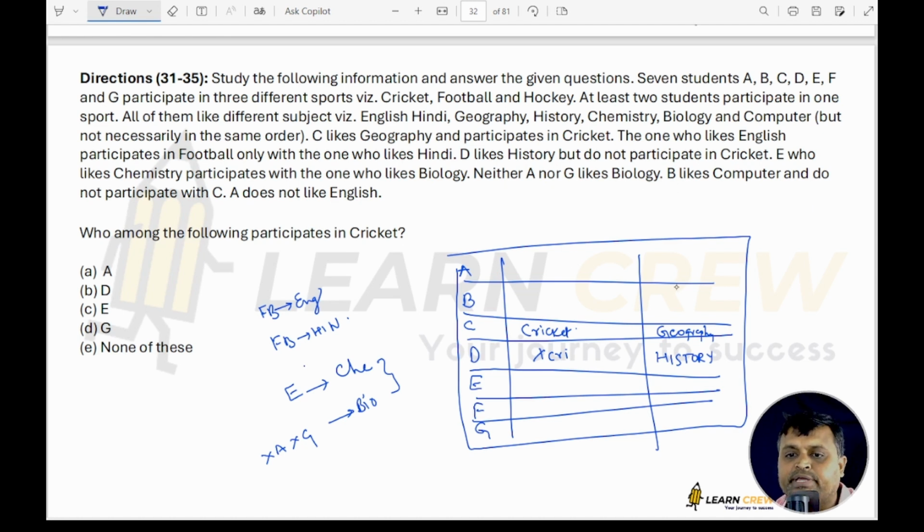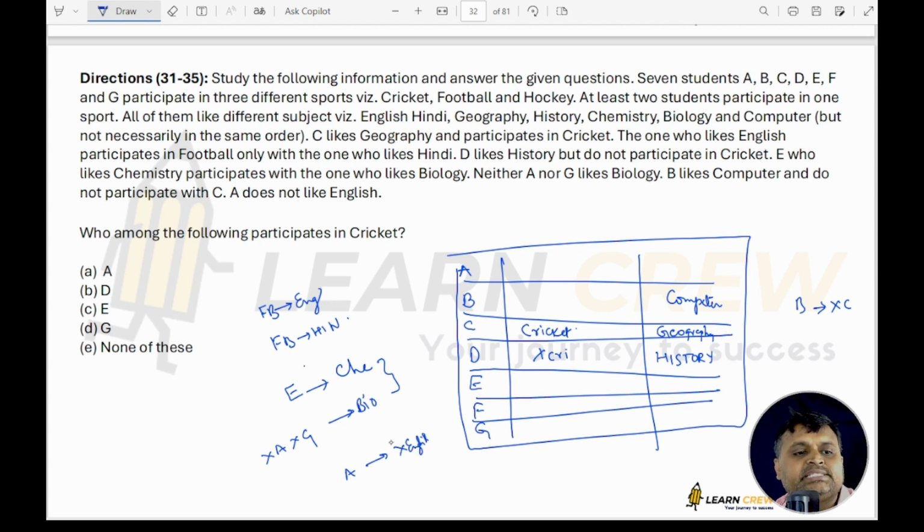B likes computer and does not participate with C. B is not participating with C. A does not like English. This is what is given.